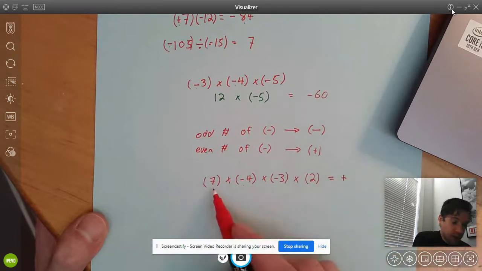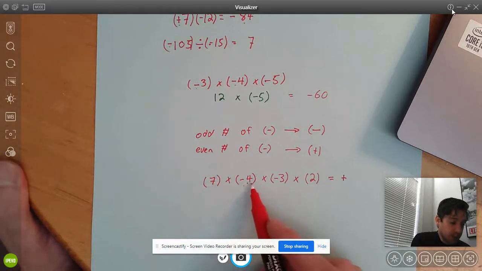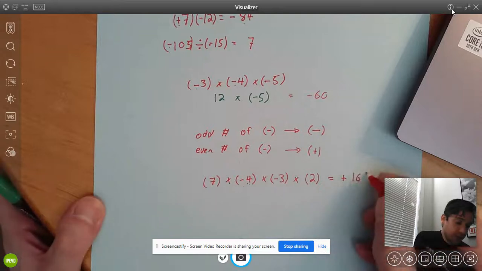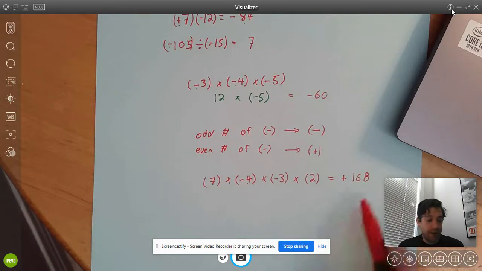And then I can multiply the numbers. So again, I can find that magnitude separately. 7 times 4 is 28. 28 times 3 is 84, times 2, so my magnitude is 168. So again, you can just count the number of negatives to figure out the sign and then do the multiplication to find my magnitude or to find my number.